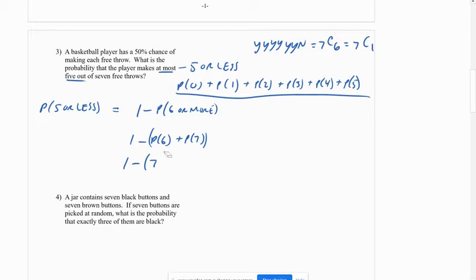So 7 divided by the sample space is 2, 2, 2, 2, 2, 2, 2, which is 2 to the 7th, and that is 128. So this is 7 over 128. And then the probability of getting all 7 of them is there's only one way that happens out of 128.